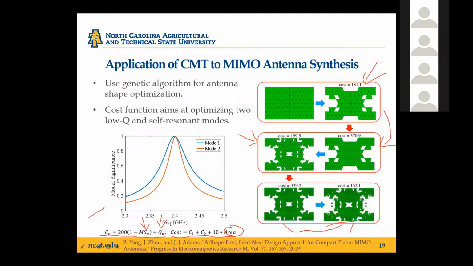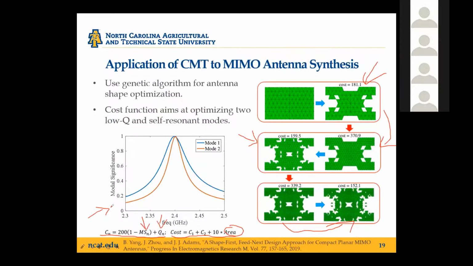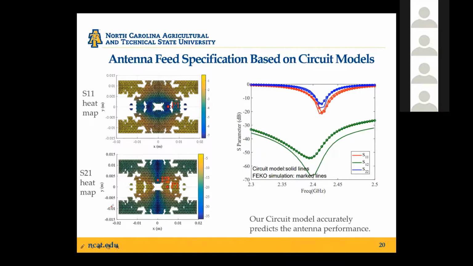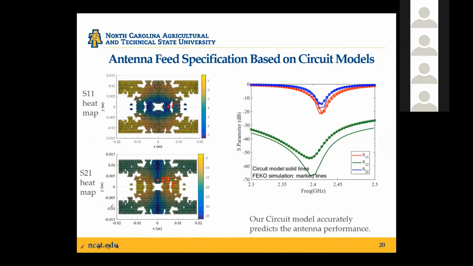And in the figure shown on the bottom left, I showed the modal significance of the 2 modes. You can clearly see that 2 modes are resonant at the design frequency. So now you have found the optimal antenna shape. Of course, to design the 2-port antenna, you have to specify the feed locations. Luckily, we have developed the circuit models based on the discussion here, right? So you can run the characteristic mode analysis for this geometry, and then you can use the circuit model we developed there to quickly reconstruct the input parameters at any location under the patch antenna.